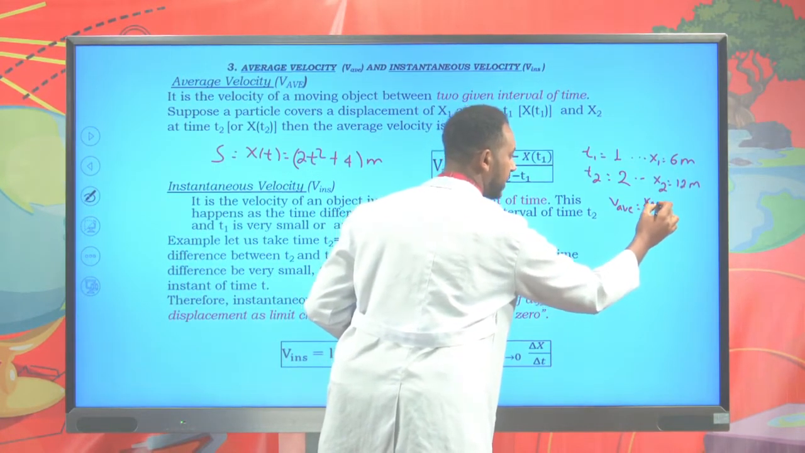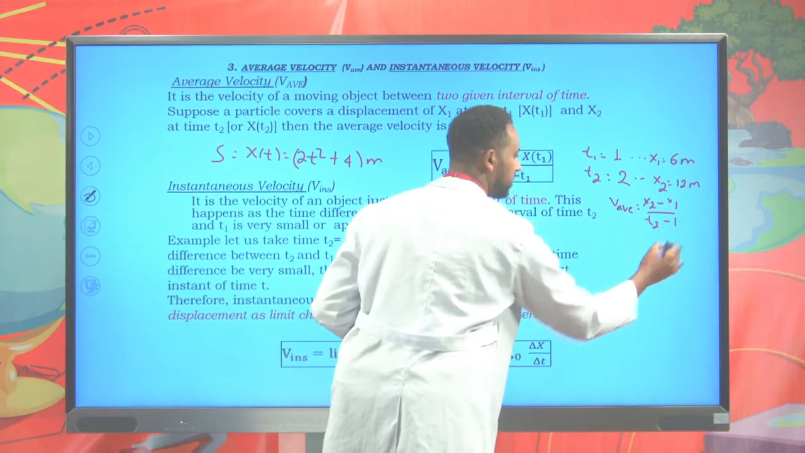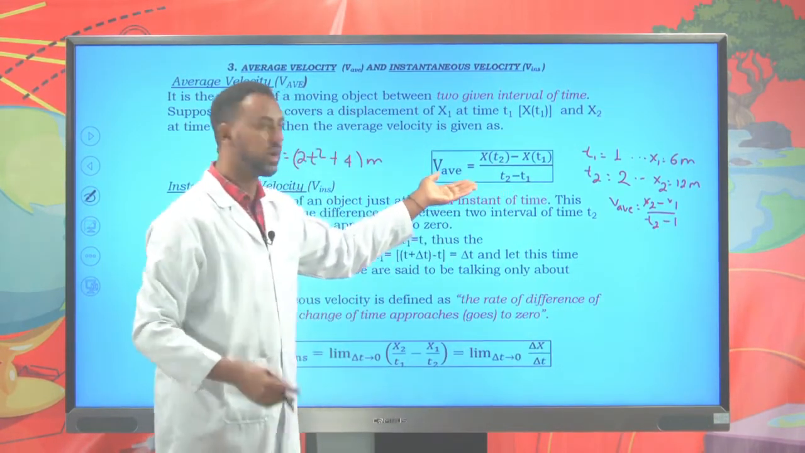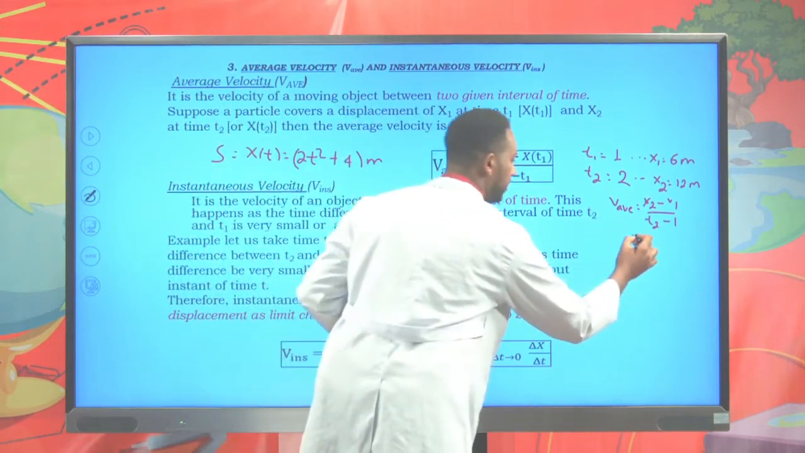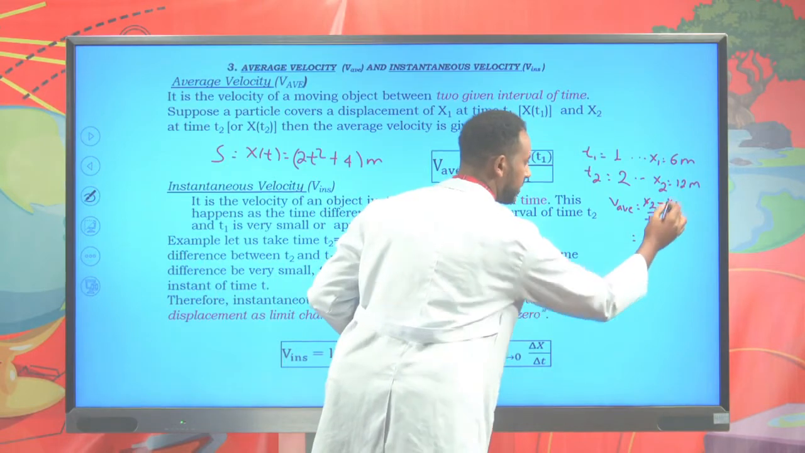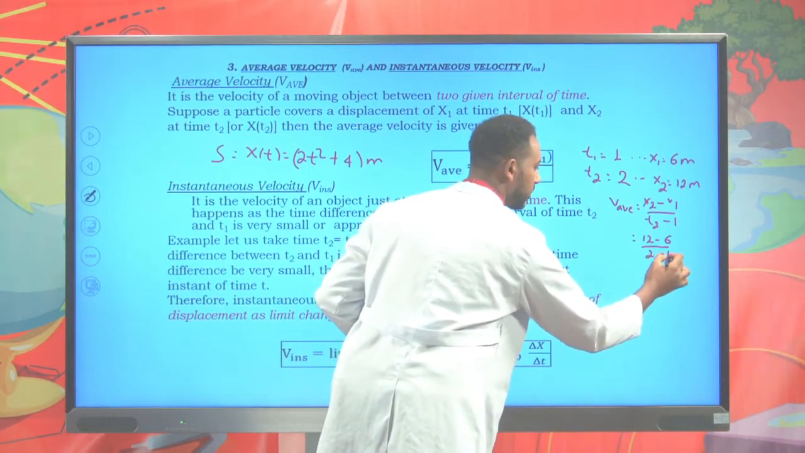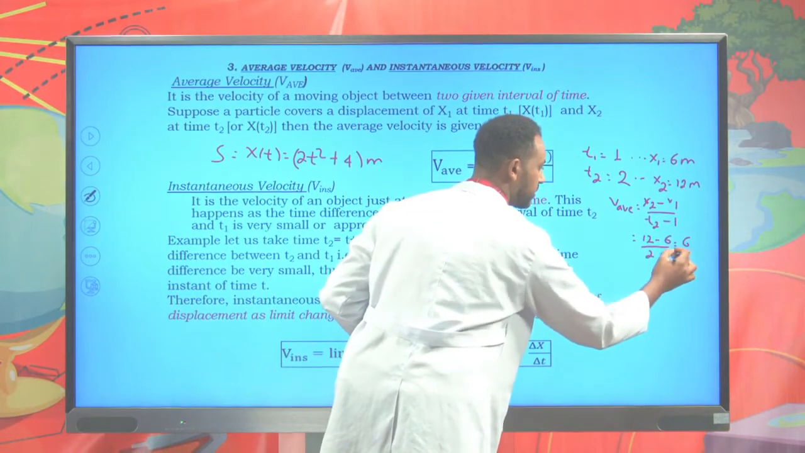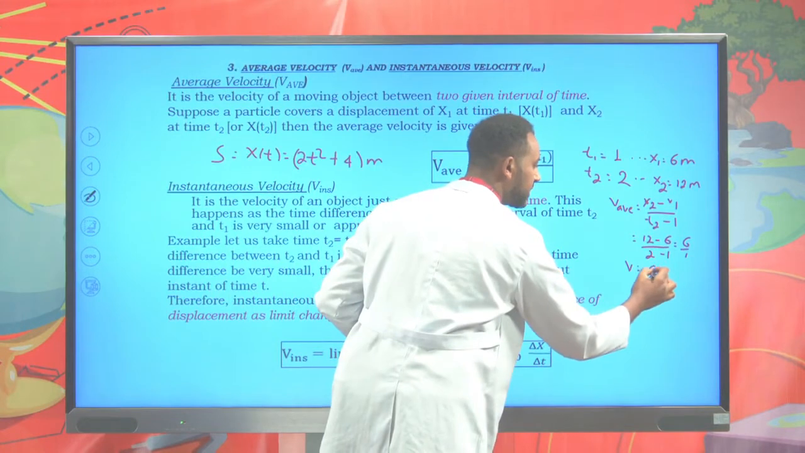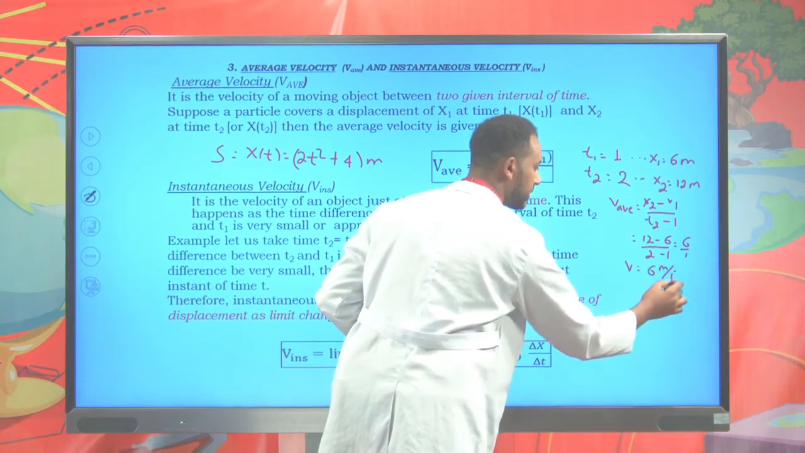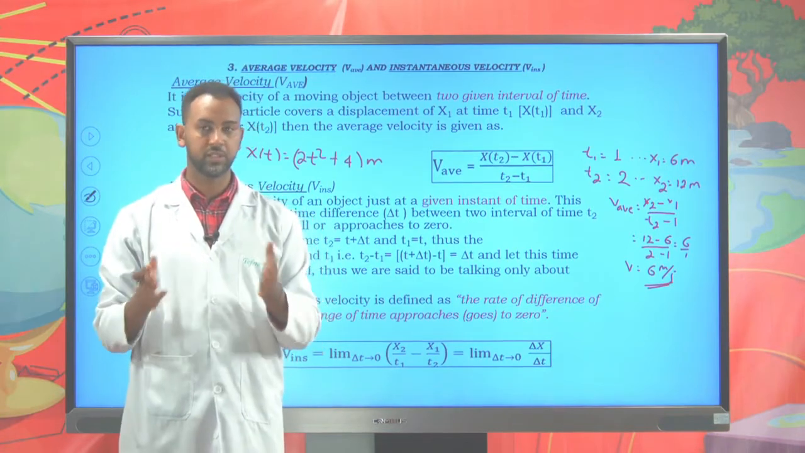minus x1 over time t2 minus t1. This is how we determine the average velocity. Therefore, when you put 12 minus 6 over the time t2, which is 2 seconds, minus 1, this gives you 6 over 1. Therefore, the average velocity becomes 6 meters per second. This is how we determine the average velocity between two time intervals.